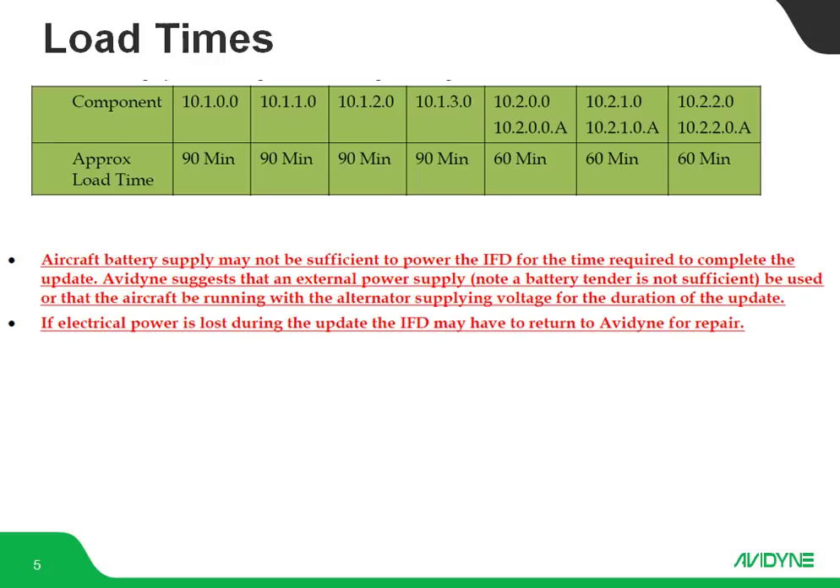So the big thing to keep in mind here is that aircraft battery power is probably not going to last you that long doing this software update. We absolutely recommend getting an external power supply hooked up to the aircraft if you're going to update them in the aircraft. If not, I would pull the unit and put it on a bench and do the update on a bench so that you don't have to worry about that power dropping offline during the update. A battery tender is not going to be sufficient to do this, just so you guys know.